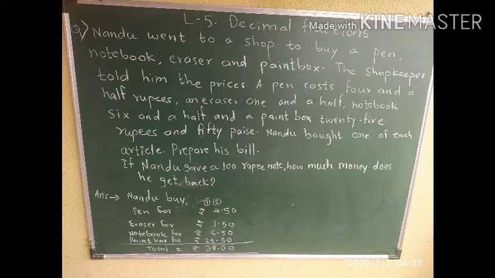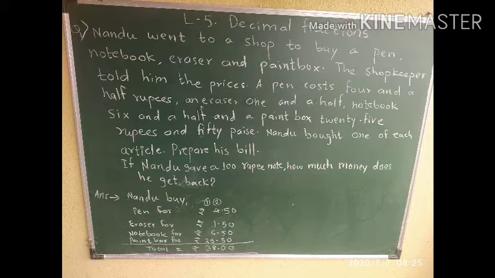You can see lesson number 5, decimal fractions. In this we are going to see one example that Nandu went to a shop to buy a pen, notebook, eraser and paint box. The shopkeeper told him the prices. A pen costs 4.5 rupees, an eraser 1.5, notebook is of 6.5 rupees, and a paint box is of 25 rupees and 50 paise.